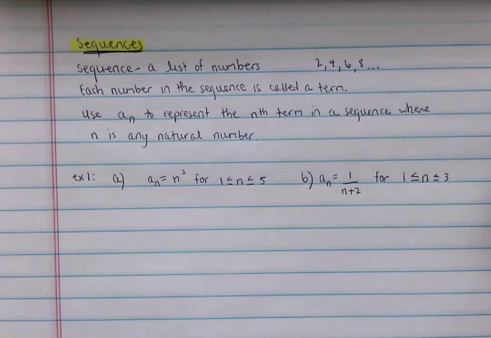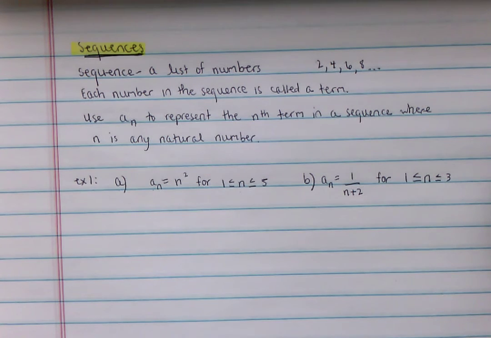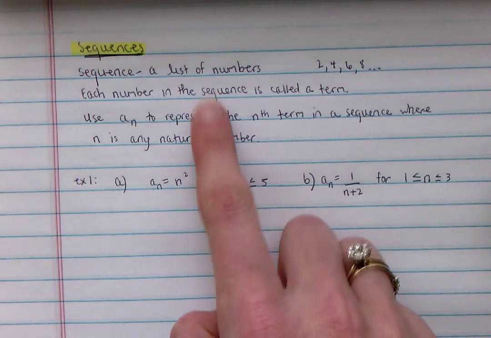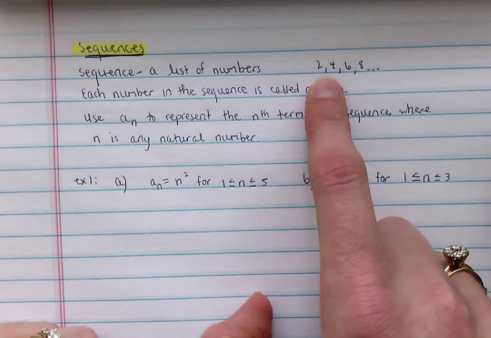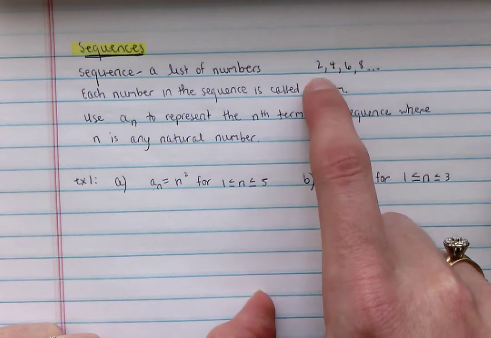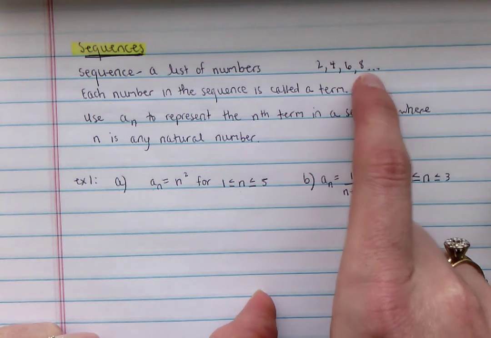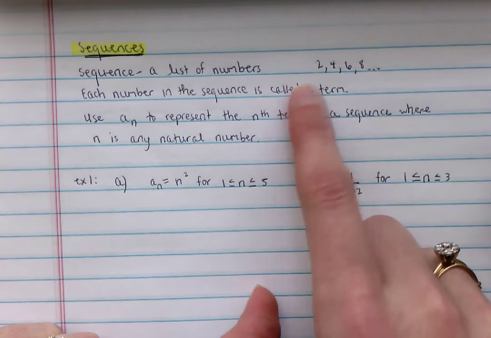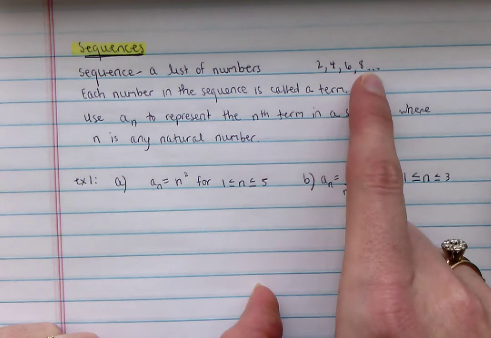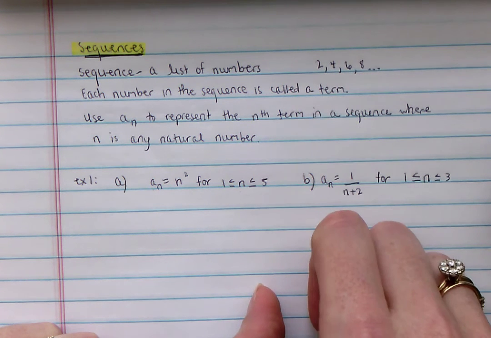Hey guys, so in this video we're going to be learning about sequences. The word sequence is pretty familiar to most of you, I'm sure. In mathematics we think of a sequence as a list of numbers. And so over here, this is a list of numbers 2, 4, 6, 8, and so on. And then each of these numbers in the sequence is called a term.